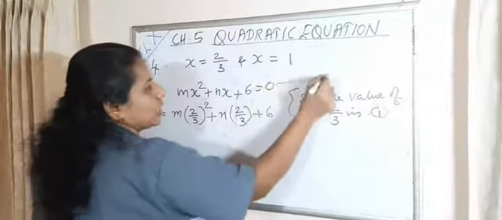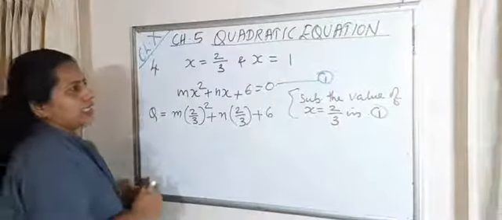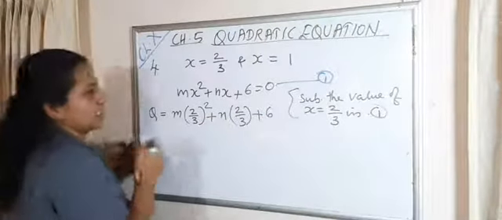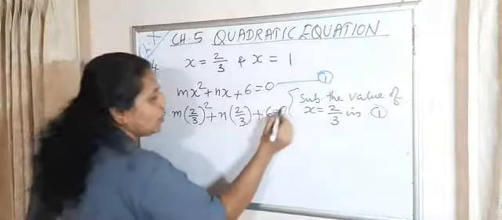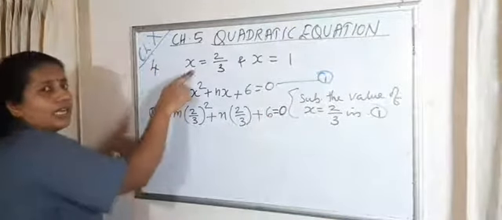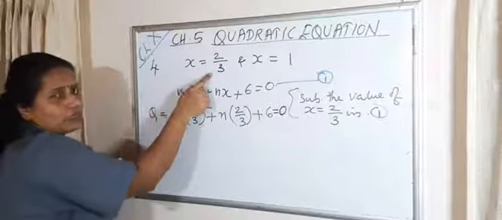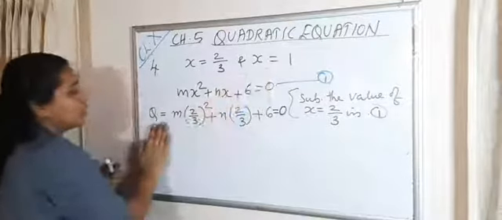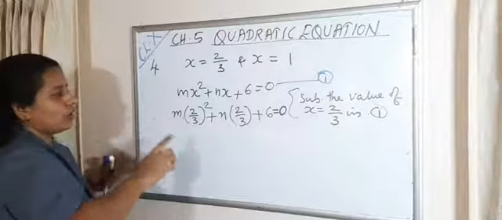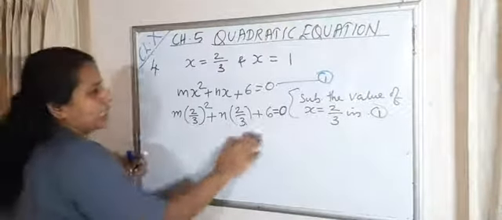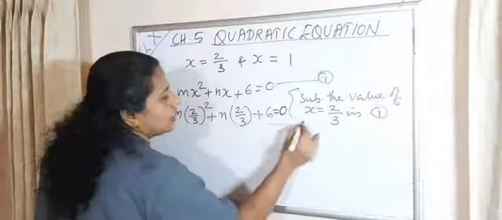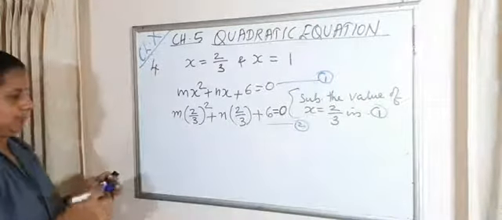Put it as equation 1. Then substitute the value in 1, that is equal to 0. It is already given that 2 by 3 is a solution and 1 is a solution, so no need to write q. If you have to check whether it is a solution or not, then write q. Otherwise write the equation itself. Then put it as equation number 2.